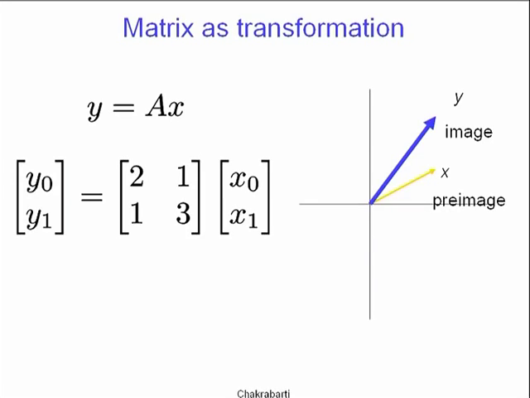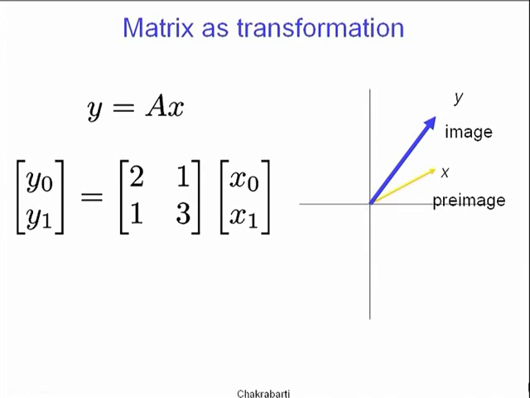So many of you will be aware that suppose I take a 2 by 2 matrix like 2, 1, 1, 3. That is nothing but a transformation of an input 2D space to an output 2D space. For example, I can take the vector x, which I'll call the pre-image. If I multiply x0, x1 by 2, 1, 1, 3, I will get an output vector y, which we call the image. So the pre-image, when multiplied by A, results in the image, which is y. And in general, suppose the brown vector here is x, the blue vector will be y.